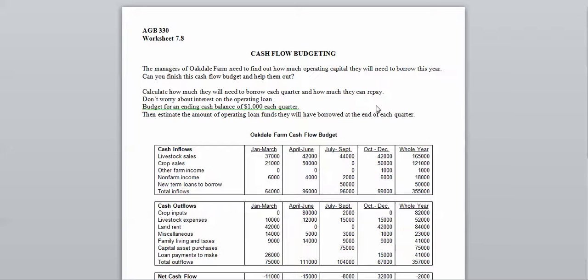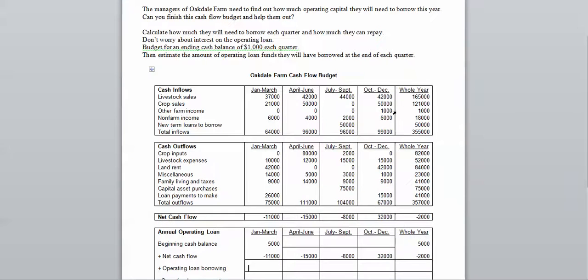Hello, today I'm going to go through worksheet 7.8 and show you how to compute it. This is another version of a cash flow summary or cash flow budget, and I just wanted to give you an opportunity to see a cash flow summary based on the quarter of the year system. Our previous cash flow summary was on the monthly system, but let's go ahead and get started.